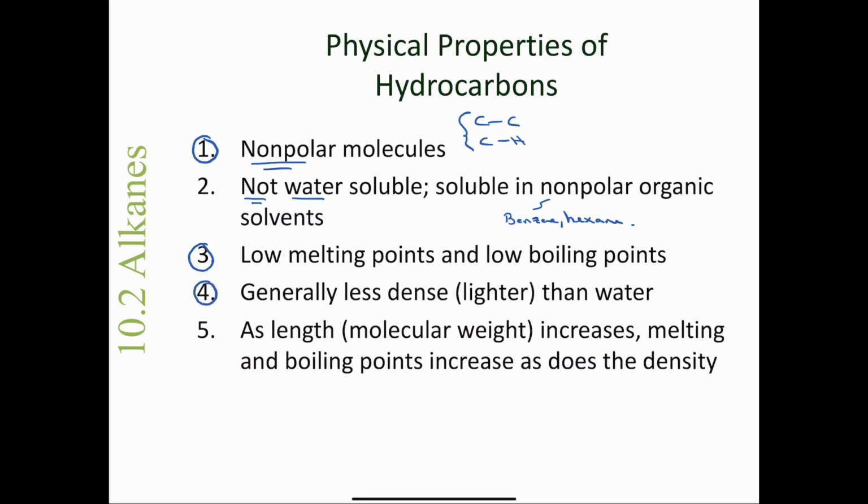If you've ever been to a gas pump and spilled a little bit of gasoline on a puddle at a gas station, you'll notice that the gasoline will float on the water. So hydrocarbons, generally speaking, are less dense or lighter than water. Also, oil from an oil spill will usually float on top of the water. But you're going to notice that as the length or the molecular weight of a hydrocarbon increases, melting points and boiling points will increase, as will density. And there are good reasons for that we'll talk about in more detail later on.